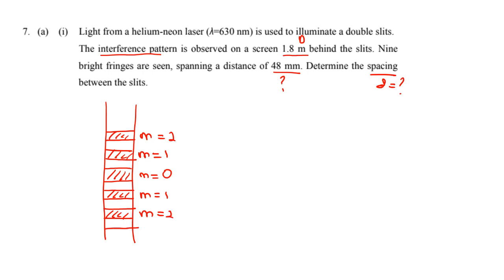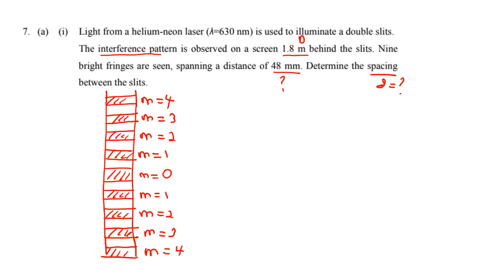Okay, next, m equals 3. Over here also m equals 3. Okay, next dark and bright. m equals 4. And then bright, m equals 4. Let us count how many bright fringes can be seen here. Start from center. 1, 2, 3, 4, 5, 6, 7, 8, 9. So there are 9 bright fringes.